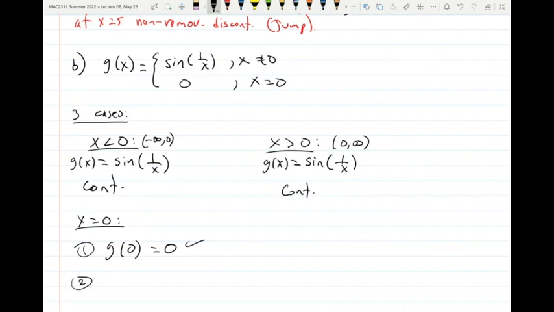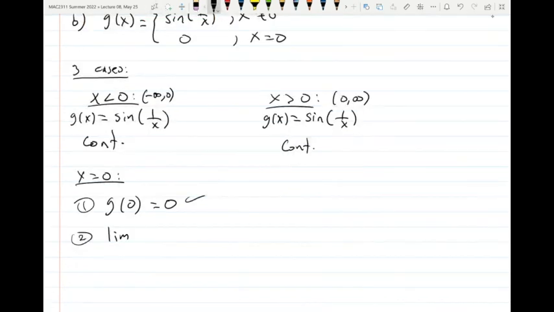What is it? The limit. So we need to ask ourselves, what about the limit? Does this limit exist? Right? So what do you think? Does the limit exist for the function? Why? It goes from negative 1 to 1 nonstop. Why? So the function sine of 1 over x.